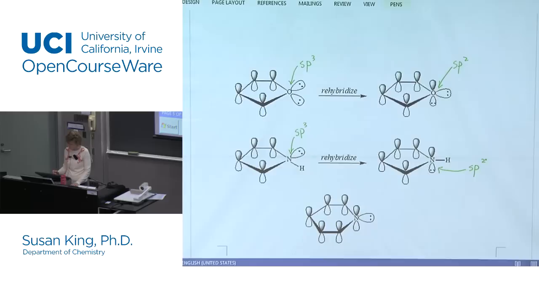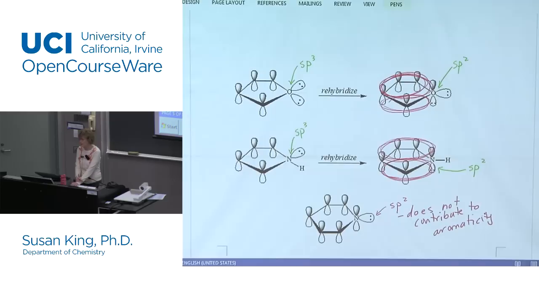And so once that happens, now we have this lone pair overlapping there, just like that. Here is pyridine. The lone pair is not part of that aromatic pi system. It's actually perpendicular. This is in an sp2 orbital. It does not contribute to aromaticity. So we kind of have to know where the lone pairs are. As you can see for furan, one lone pair is part of the ring, and one lone pair is not. So this does not contribute to the delocalized electrons in the ring.